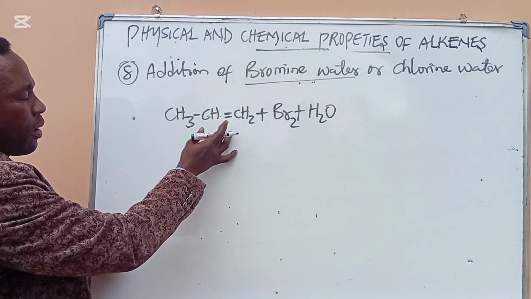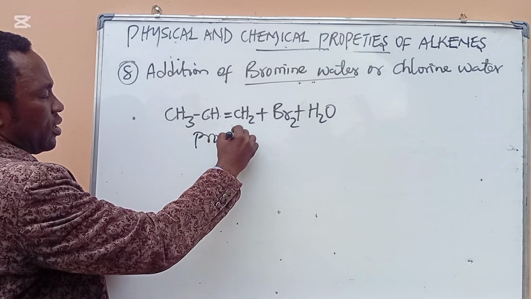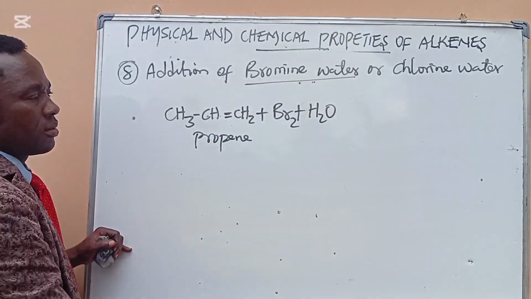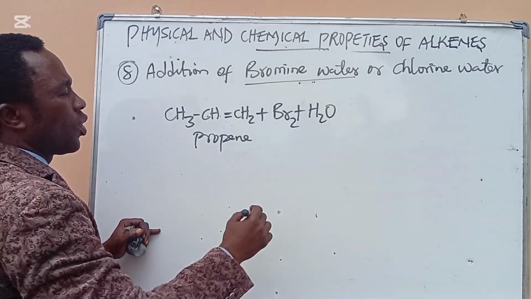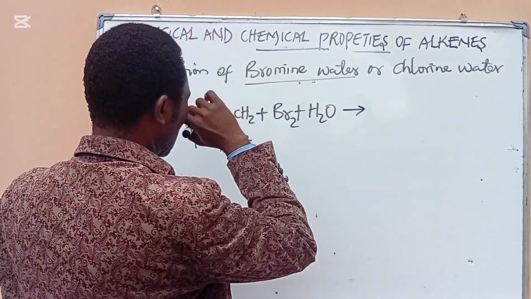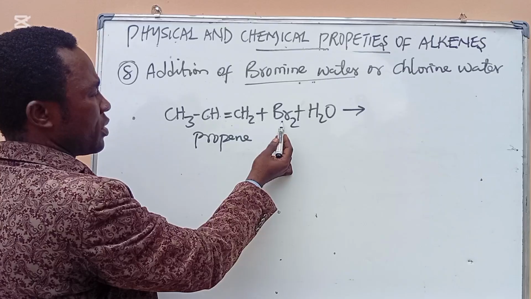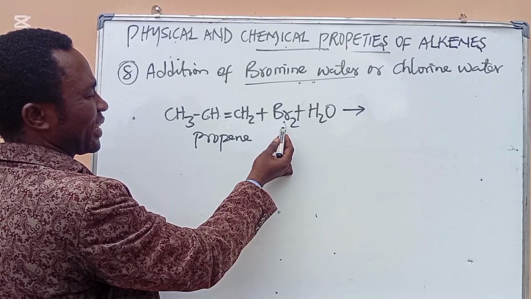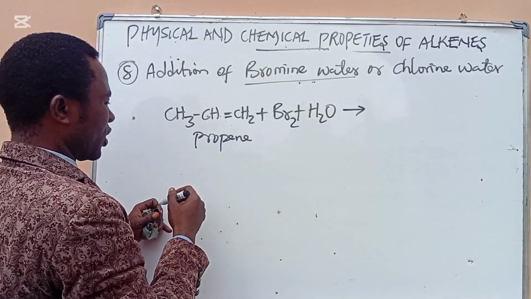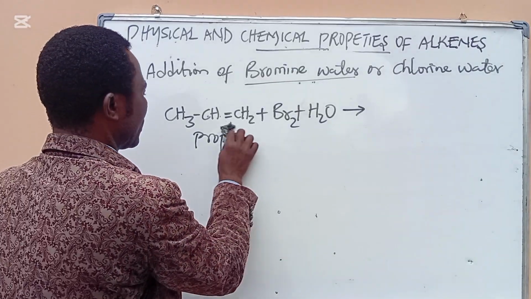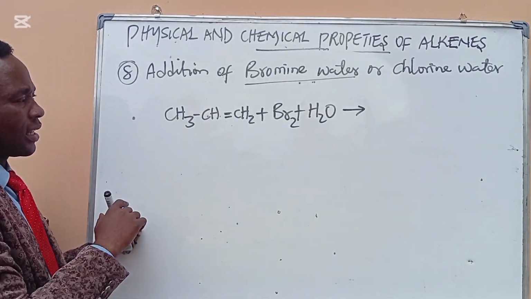So this is propene plus what? Bromine plus water. That is bromine water. So when we take this, what we'll have is one bromine added to this place. Let me show you the mechanism of the reaction so that you can understand this reaction.